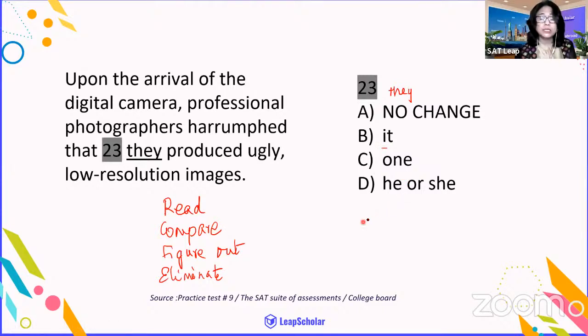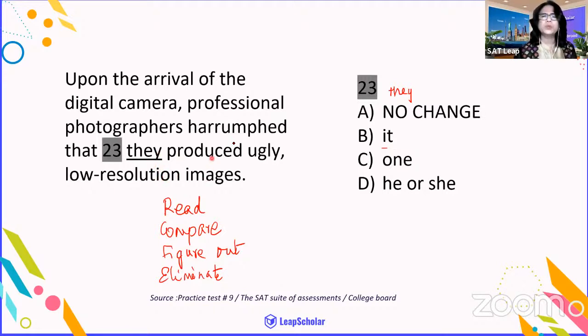What are all these words? They are all pronouns, right? So this question is testing pronouns. So whenever I see an underlined pronoun, I have to figure out what noun it is replacing. Which noun is it being used instead of?